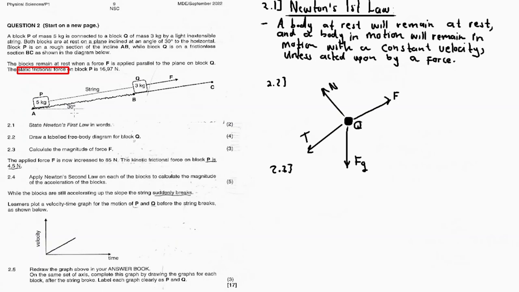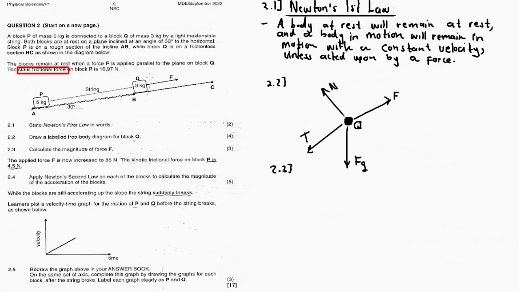And then it moves, so it's still experiencing friction, but this time we call it the kinetic frictional force because the object is in motion now, right? Now 2.3, calculate our F.